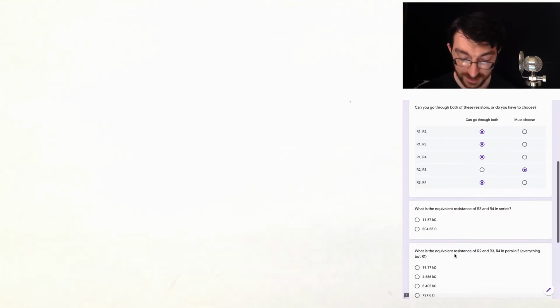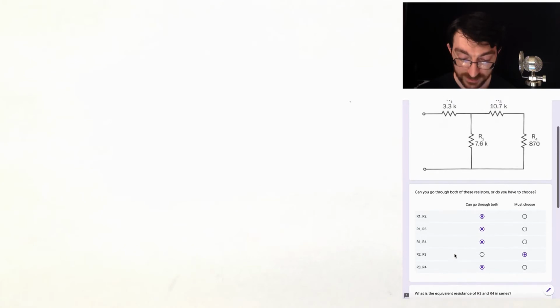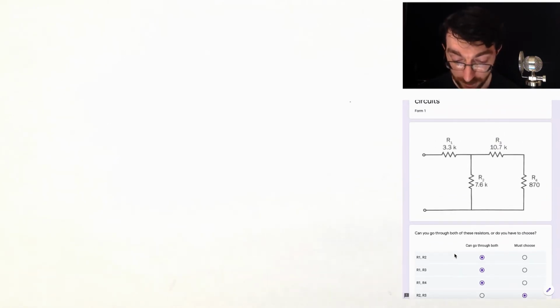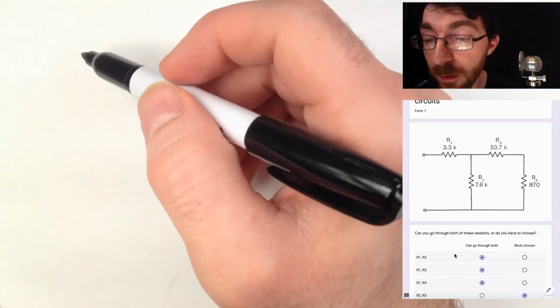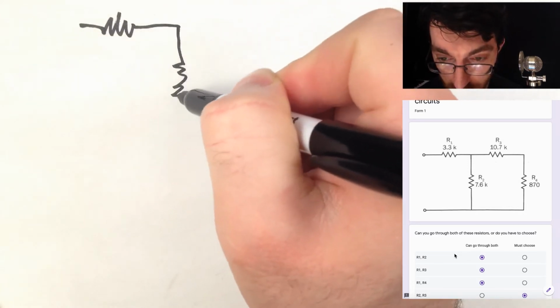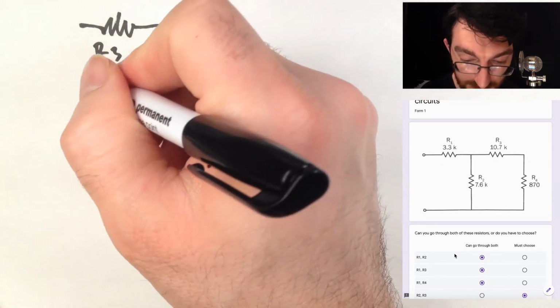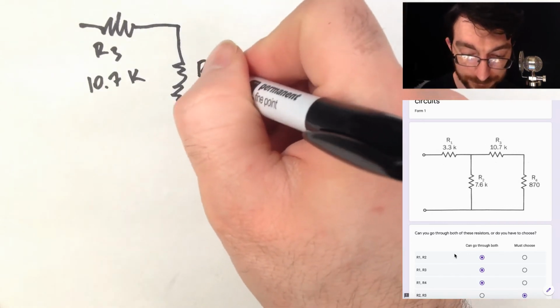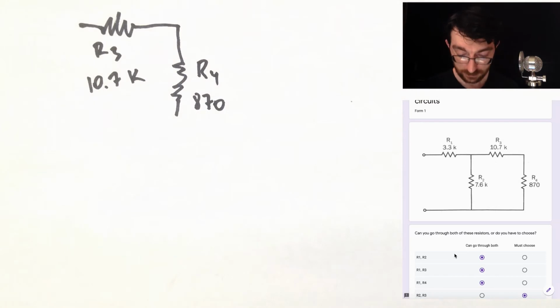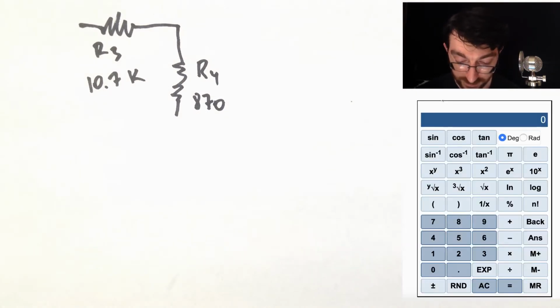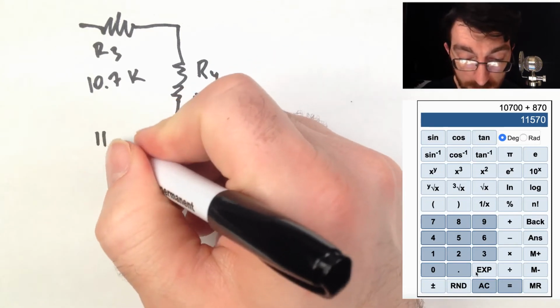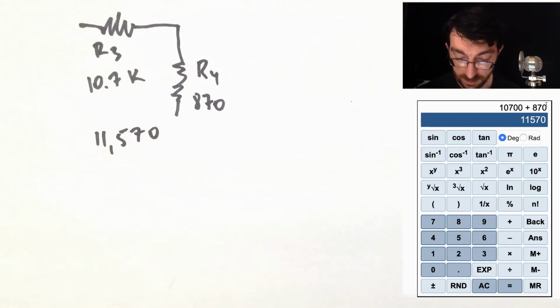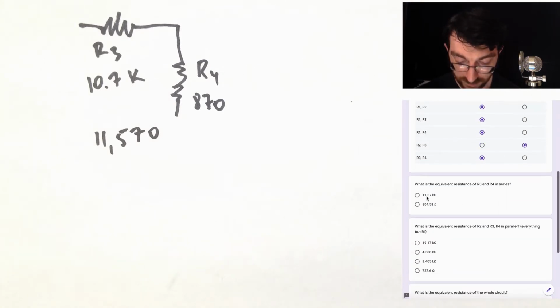Okay, so what is the equivalent resistance of resistor 3 and resistor 4 in series? So resistors in series add up directly. Those two resistors, let me just sketch that, okay? Resistor 3 is 10.7K, and then resistor 4, 870. Since they're in series and they add up directly, it's going to look like this. 10,700, that's 10.7K, plus 870. And we've got 11,570. All right, so let me go over here and enter that in the space. 11,570 kiloohms. There we go.